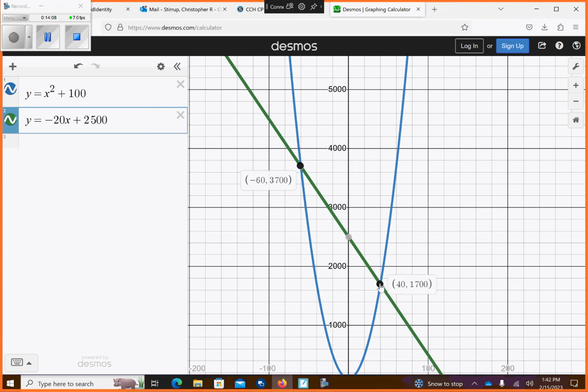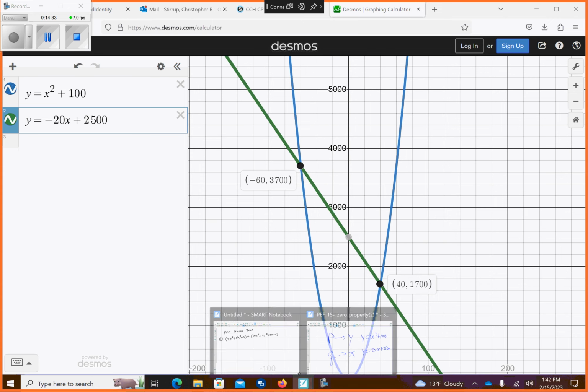So sometimes when you have a negative value, it's not going to make sense. You're not going to supply negative 60 items. Okay, that's kind of goofy. So in this case, you'd have 40 comma 1,700. But if you were just listing the equilibrium prices, you could list both those points. Okay? So my friends, why don't you finish off the page.